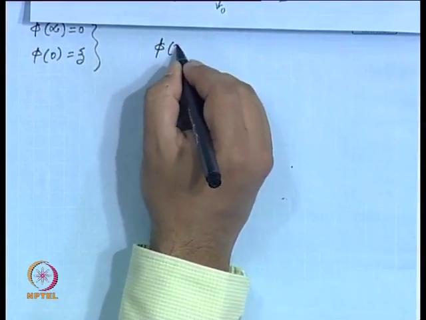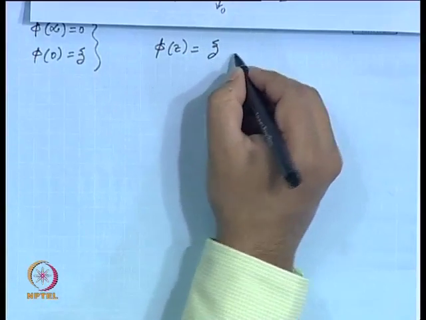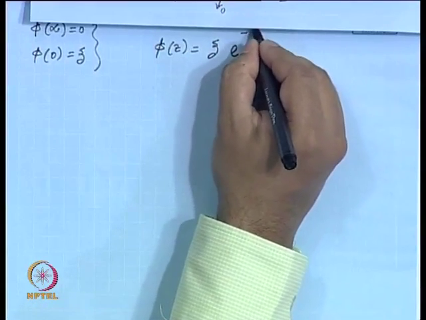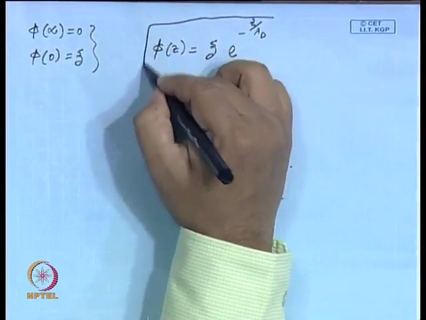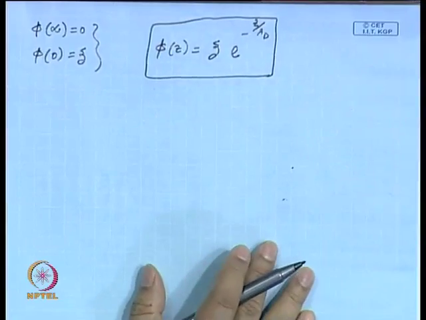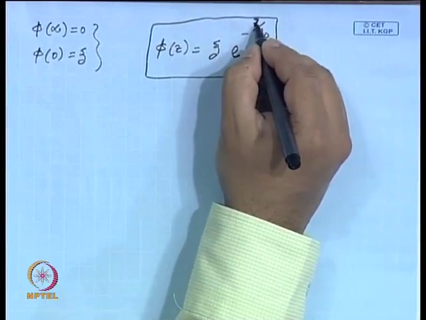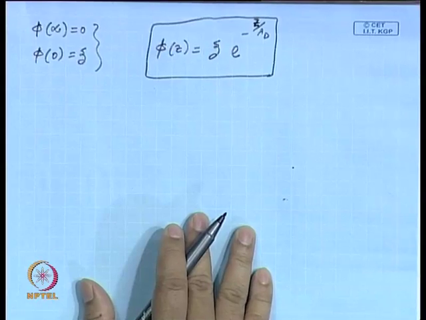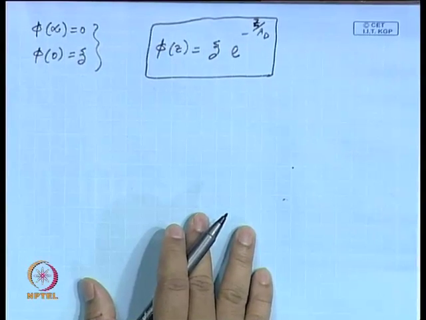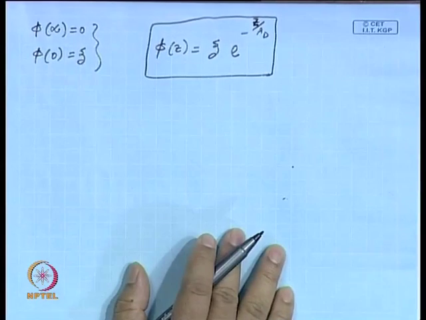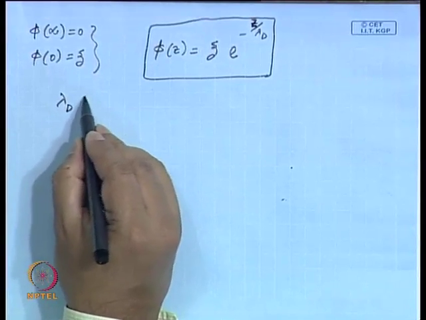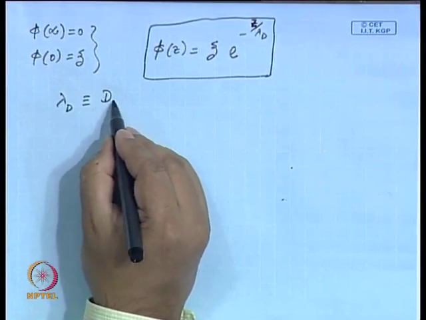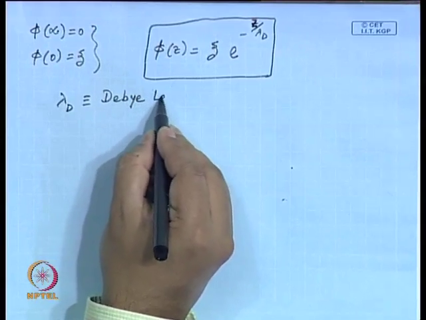So, you end up with this expression: phi z is equal to zeta e to the power minus z divided by lambda d. So, this is the expression that you have for phi z, and this is how the potential changes with z, e to the power minus z by lambda d. This is a very neat expression, very easy to handle, and more importantly, now look at this lambda d term. There is a name to this lambda d term. This lambda d is referred to as the Debye length.